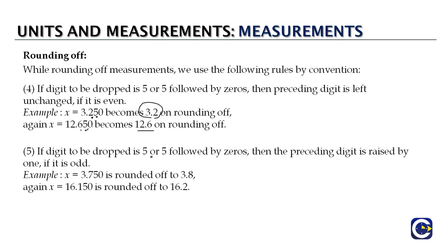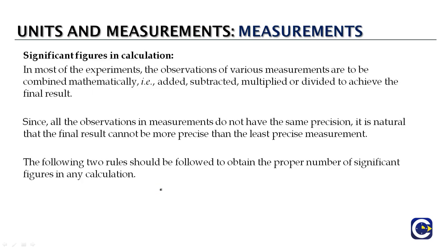If the number to be dropped is 5 or 5 followed by zeros, then the preceding digit is raised by 1 if it is odd. Like in the case we can see 3.750, the preceding digit to 5 is 7, which is an odd number, so we'll round it off to 3.8. Same is the case with 16.150, the preceding digit to the 5 is 1, which is an odd number, so it will be rounded off to 16.2. So these are the rules that we have in terms of rounding off.